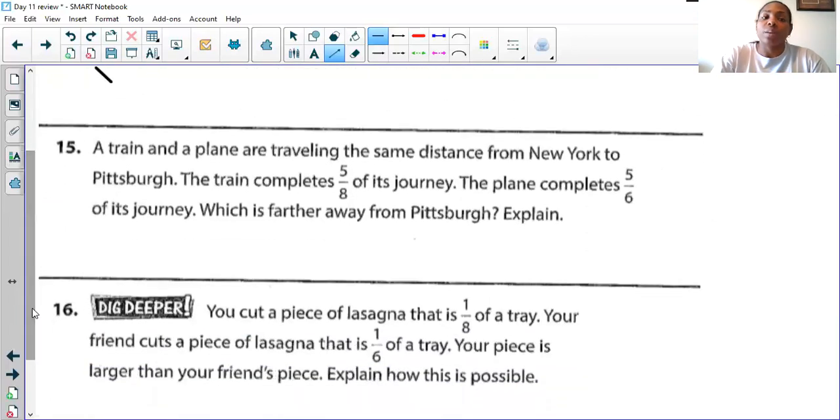And then if we take a look at number 15, a train and a plane are traveling the same distance from New York to Pittsburgh. The train completes 5/8 of its journey. The plane completes 5/6 of its journey. Which is farther away from Pittsburgh?